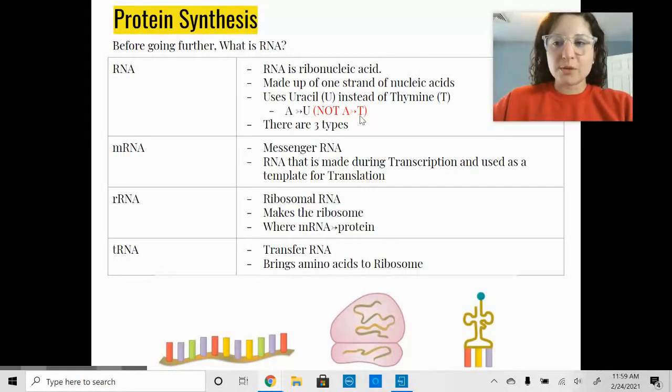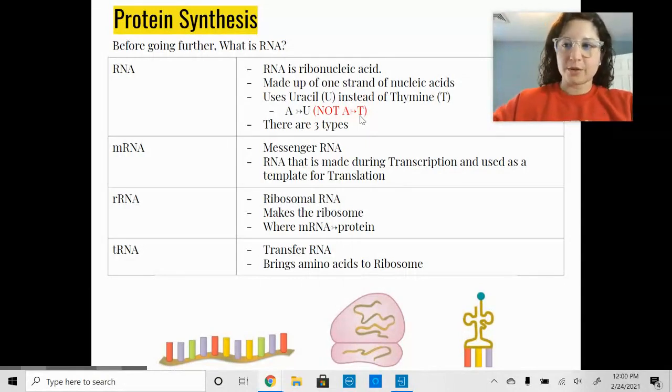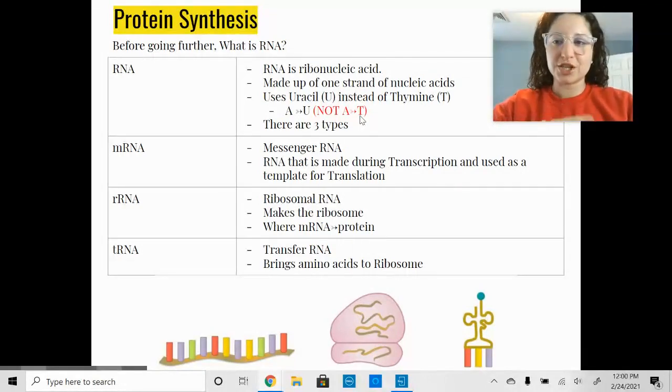So remember, ribosomes can be free floating inside the cytoplasm of the cell, or they can be attached to the rough endoplasmic reticulum of the cell. Either way, they're made of RNA, and this is where the actual translation process takes place.